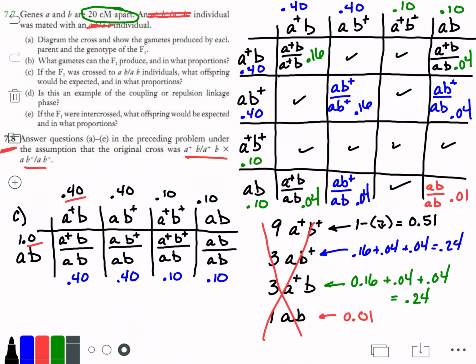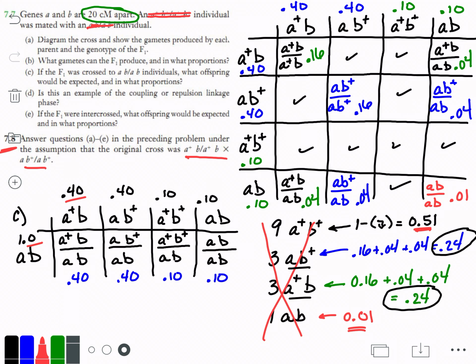So in this way, we see that I do still get the 9 to 3 to 3 to 1 graphical representation, but since each box is weighted differently, I get a different fraction. So in part E, when they say if the F1s are intercrossed, what offspring would be expected and in what proportions? Well, we would expect more than normal or more than Mendelian ratios for each of the parental types. Remember, these are ones that contain the same sort of a phenotypic arrangement or genotypic arrangement as our parents in this cross. And we expect a lower than Mendelian for the ones that were recombinant.